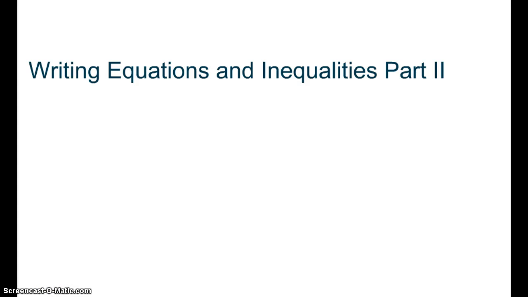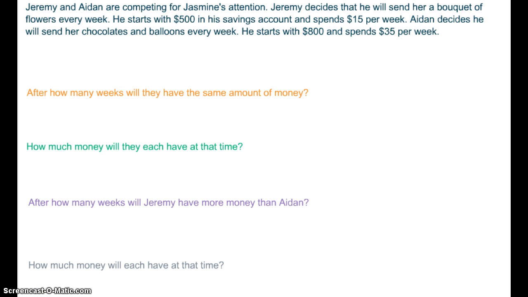Solving Equations and Inequalities Part 2. You should have this problem in front of you. Jeremy and Aiden are competing for Jasmine's attention. Jeremy decides that he will send her a bouquet of flowers every week. He starts with $500 in his savings account and spends $15 per week.